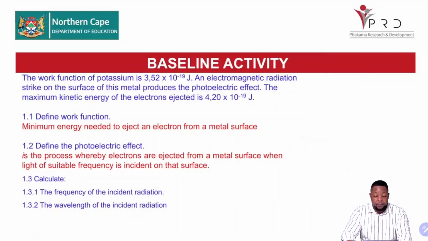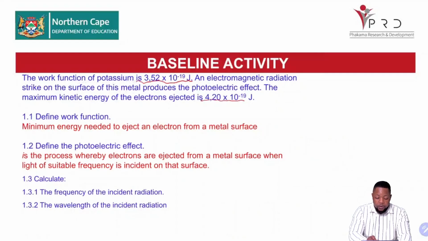The baseline activity. At the end of this lesson, you should be able to answer this type of question. Let's go through the question together and see what kind of questions we are expecting. Let's read. The work function of potassium. We talked about the work function in the terminology, which is the minimum energy needed to eject electrons from a metal surface. So here we see that the work function of potassium is 3,2 × 10^-19 joules. Electromagnetic radiation strikes a surface of this metal and produces a photoelectric effect. The maximum kinetic energy of the photoelectrons ejected.